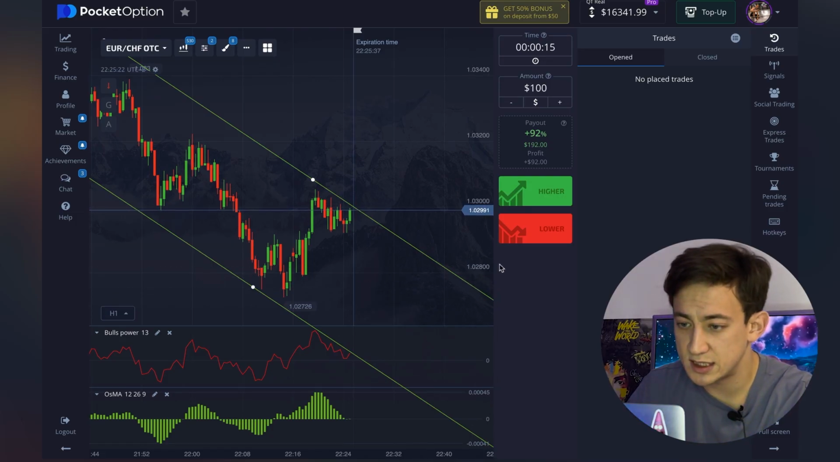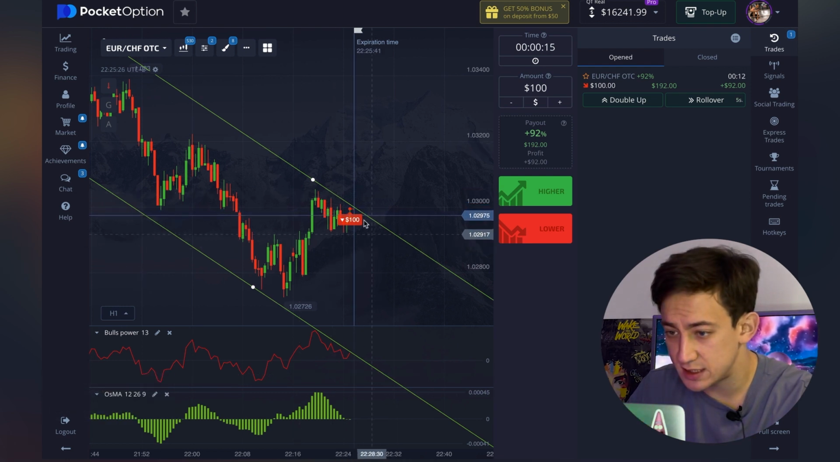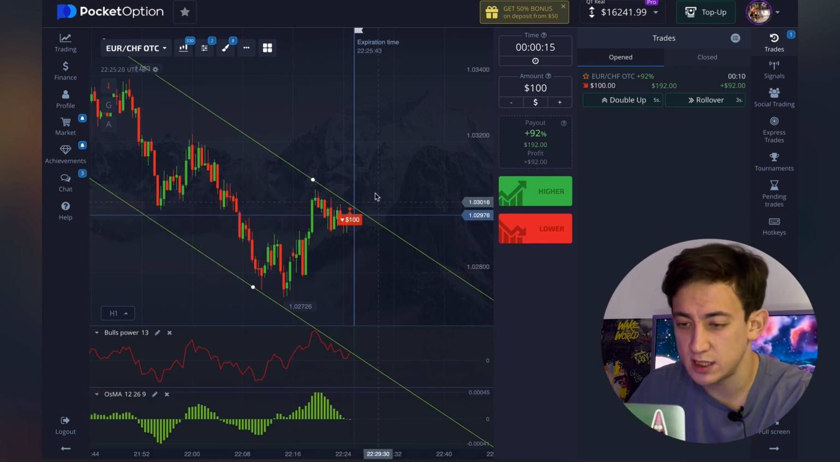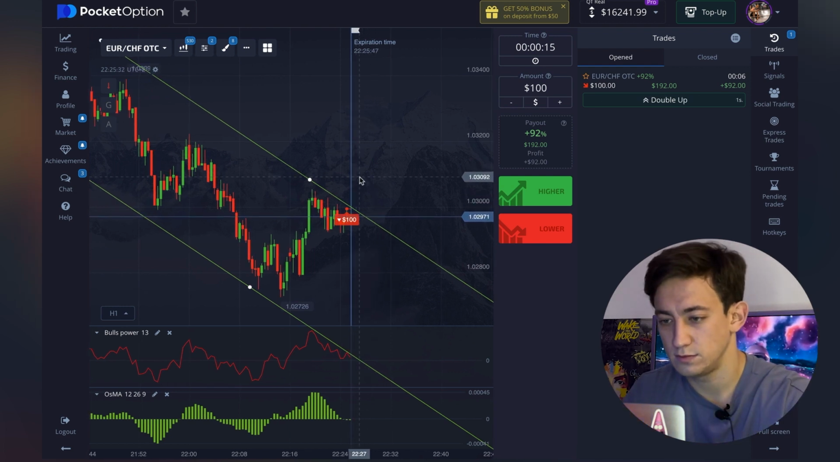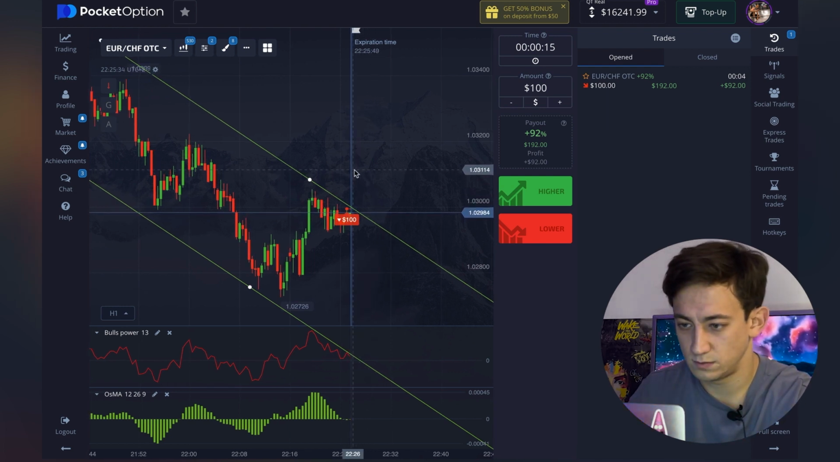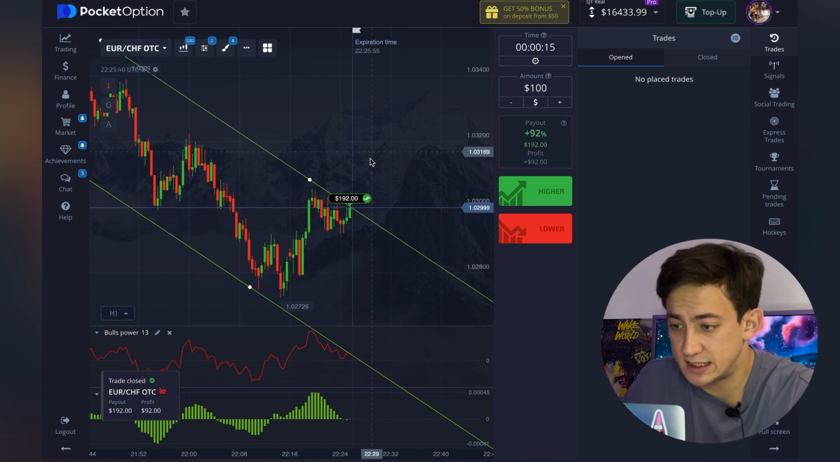Meanwhile, I see another excellent entry opportunity. The indicator gave us a signal, and I promptly enter a $100 trade and wait for the profit. Profit achieved. It is fantastic, my friends.